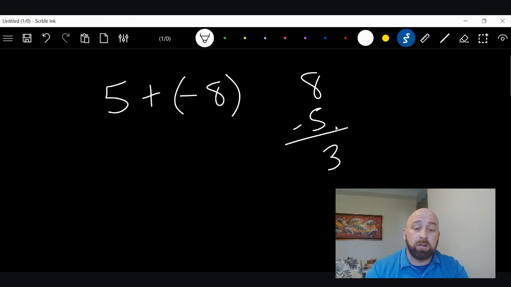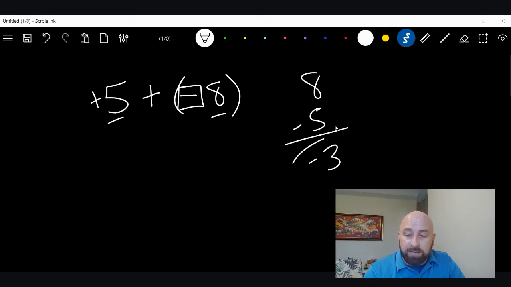Now I'm going to look back at my signs. Remember, this is a positive 5 and -8. Which one's bigger? 8 is bigger than 5. Now I know technically positive 5 is bigger than -8, but I'm really talking about the absolute value. Which absolute value is bigger, 5 or 8? 8 is bigger than 5, and so we would take the sign attached to the 8, which is negative. Our answer would be -3.